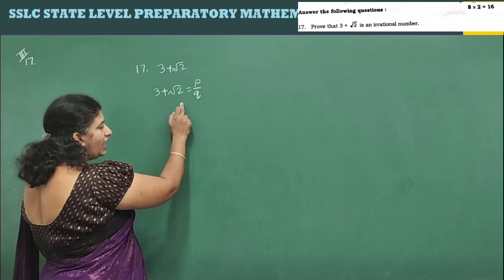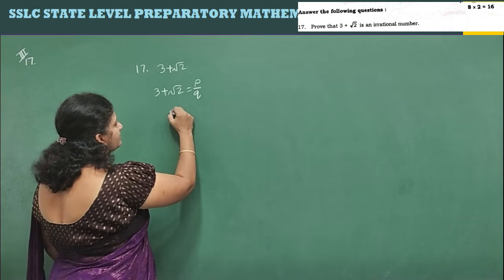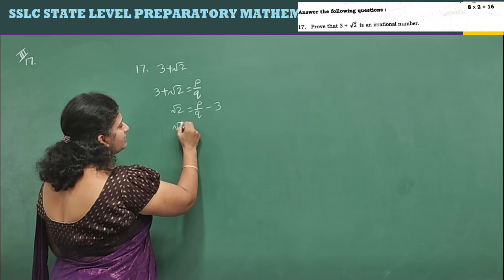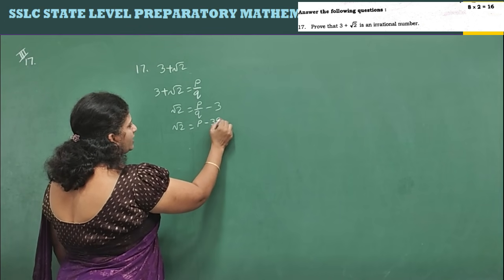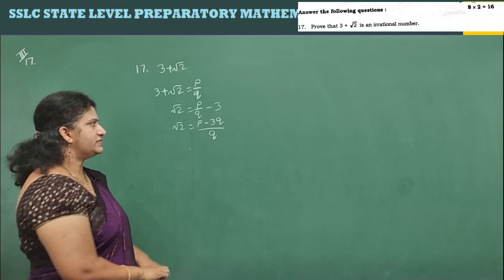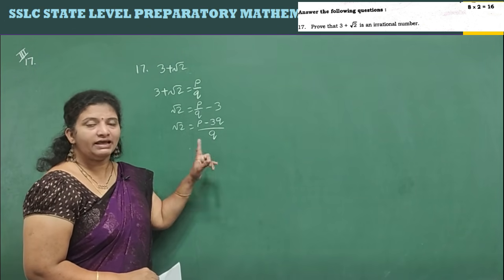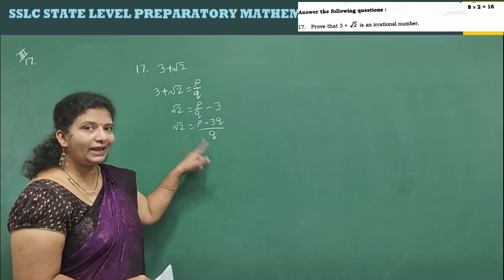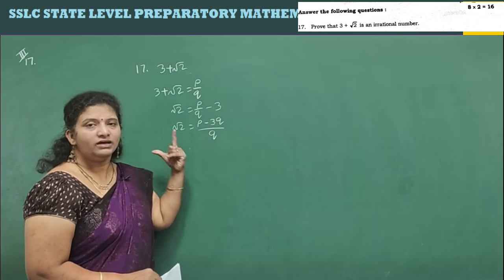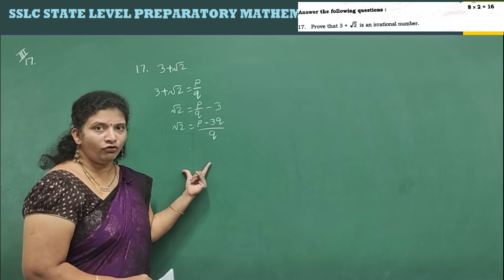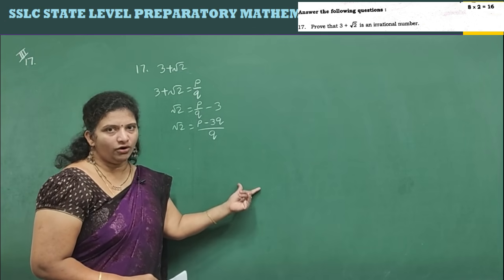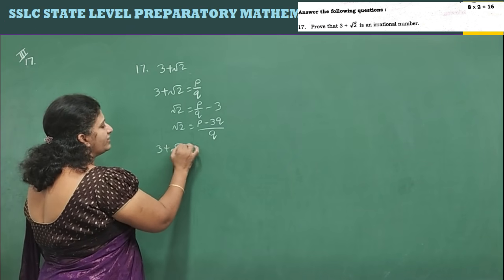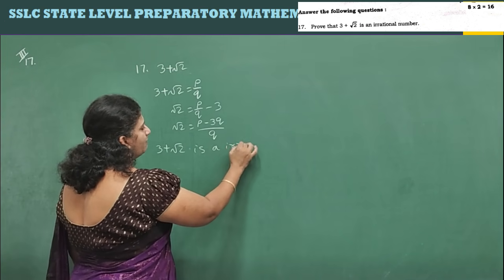Observe here, other than root 2, transpose the other numbers to the other side. Root 2 is equal to p by q minus 3. Do LCM: (p minus 3q) by q. Observe, (p minus 3q) by q is a rational number. Root 2 is an irrational number. An irrational number cannot be equated to a rational number. Write all these statements. Therefore, my assumption is wrong. Finally, I can say that 3 plus root 2 is an irrational number.